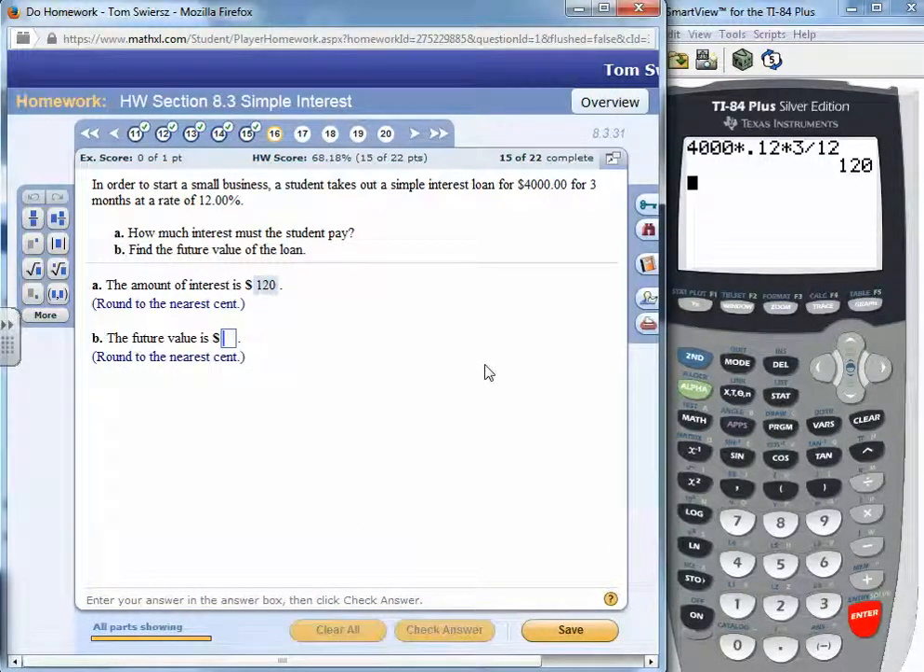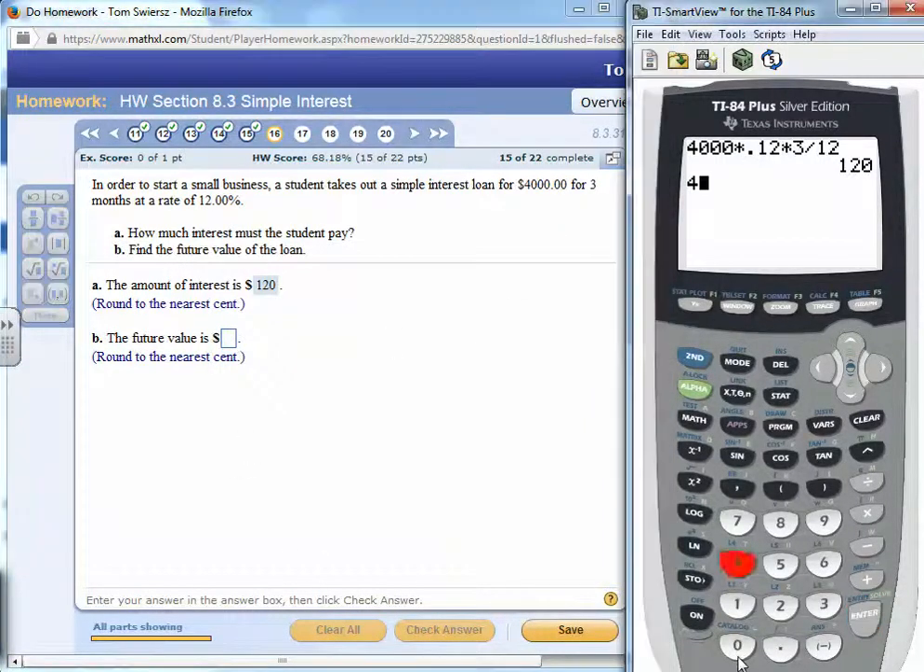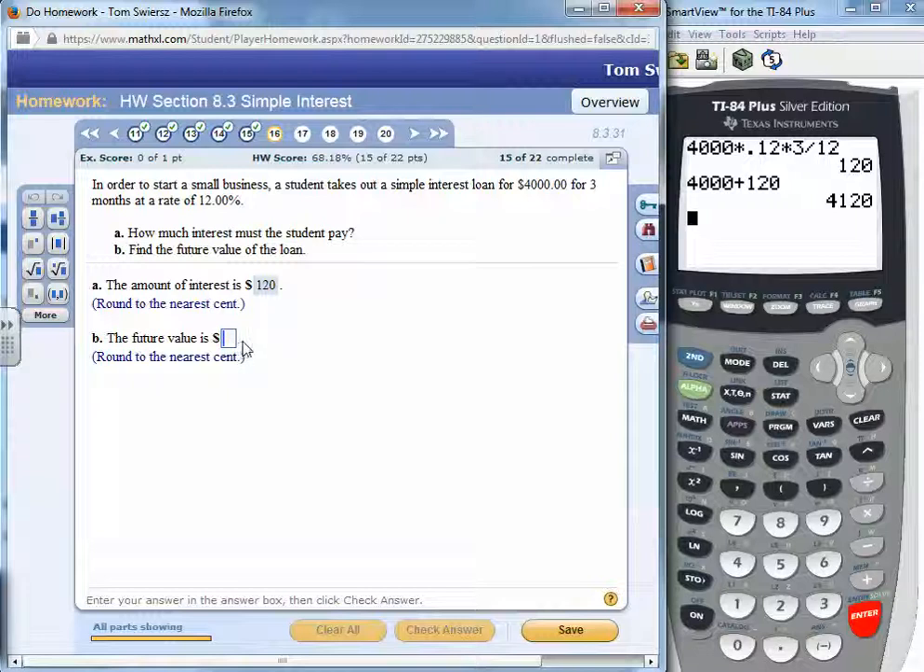Now the future value. Remember, he borrowed 4,000, correct? So you have to take the 4,000 he borrowed. Obviously, he's got to pay all that back. Add on the interest, which we just calculated in Part A, 120. So at the end, the future value of the loan, or what he will have to repay back after 3 months, is $4,120.